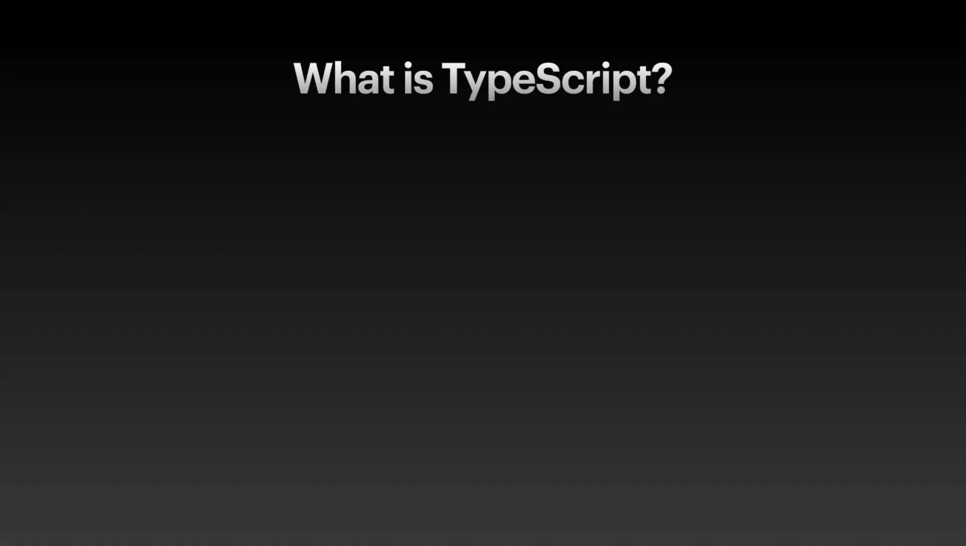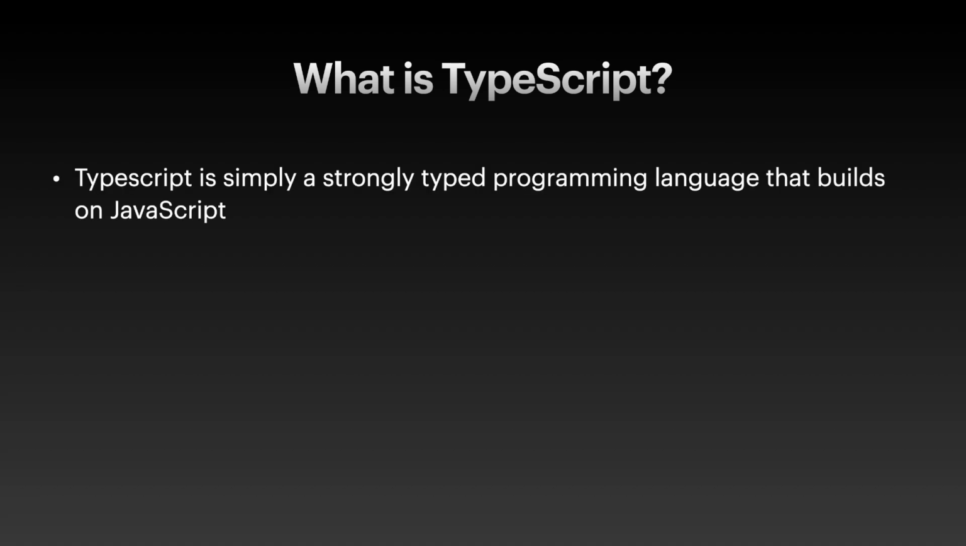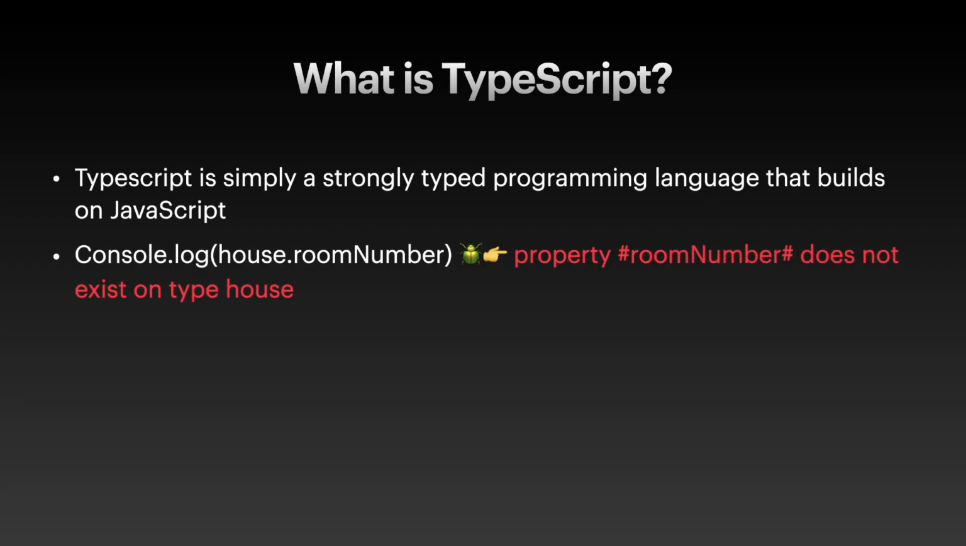What is TypeScript? TypeScript is simply a strongly typed programming language that builds on JavaScript. This type of error was so common before, so TypeScript came first to solve this issue. For example, here we have console.log(house.roomNumber), and then we get this error: property roomNumber does not exist on type House. So we are trying to access a property which does not exist. So TypeScript actually came to save us a whole lot of stress as a JavaScript developer.